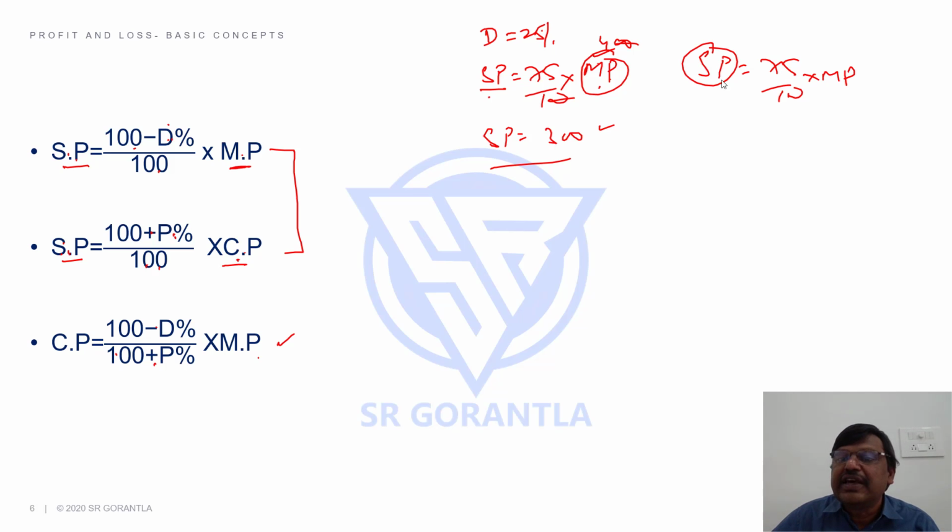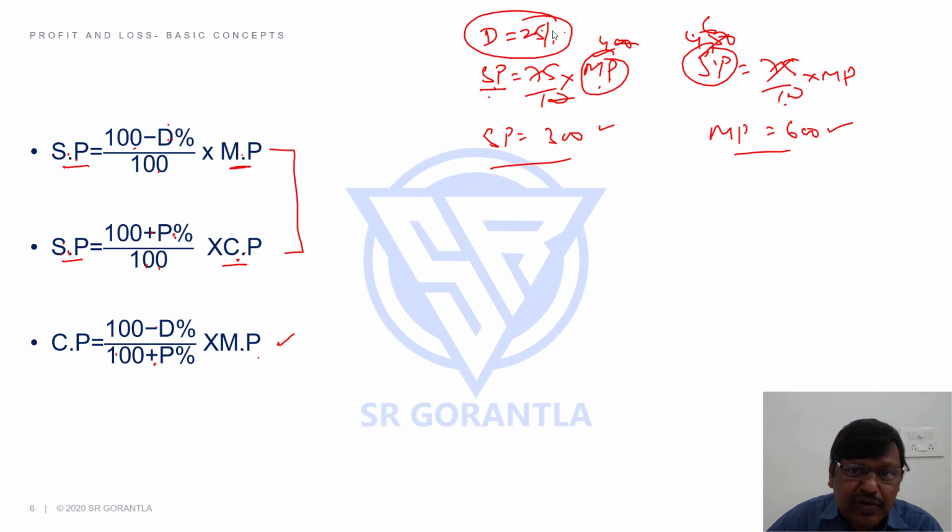Suppose selling price is say 450, then I can say 75, 6, 450. I can say market price is 6 into 100, 600. That's what. If you know selling price, you can find market price. If you know market price, you can find selling price. That's what when you know this one.